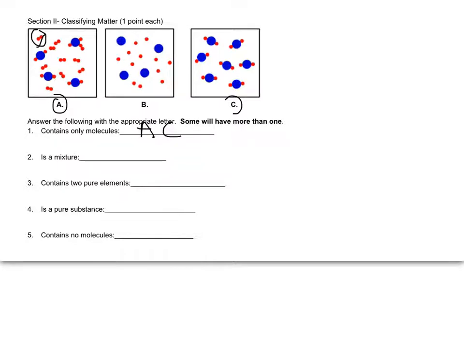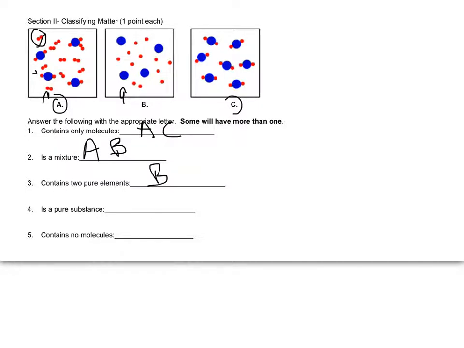Which is a mixture? Well, A is a mixture of this compound and this element, and B is a mixture of two elements. C is not a mixture because it only contains one thing. Which of these contains two pure elements? The only choice here is B, because both A and C include compounds.